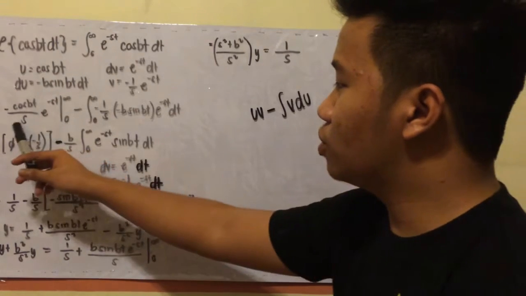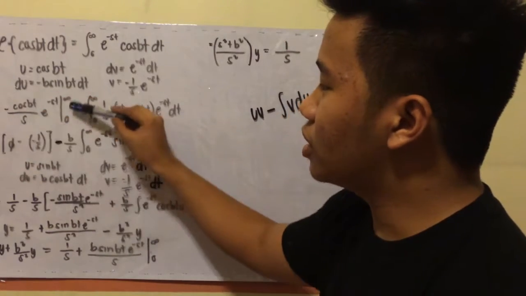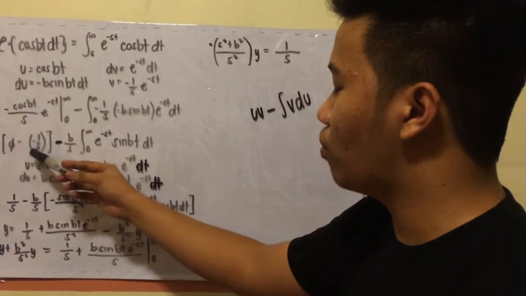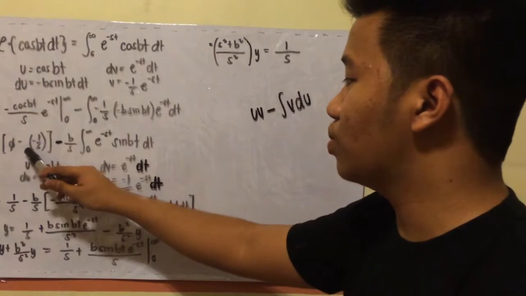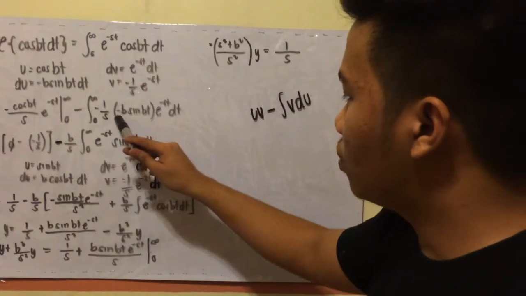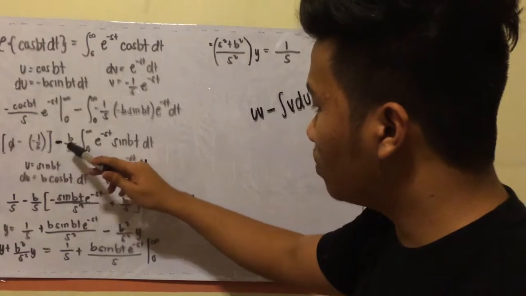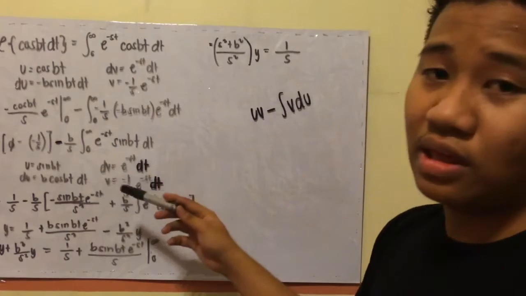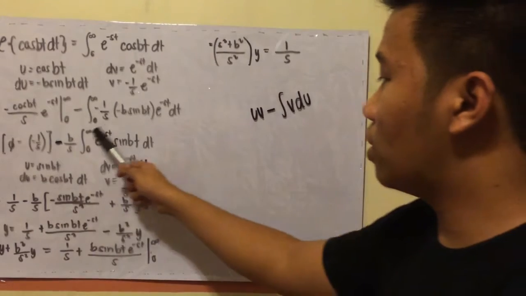So evaluating these expressions, plugging in the limits, we come up with 0 minus the negative 1 over s. Negative times negative is equal to positive, so this will be 1 over s minus b over s, where we factor out the constant b over s. So negative b over s multiplied by the integral of e raised to negative st sine bt dt, approaching 0 to infinity. So another integration by parts.